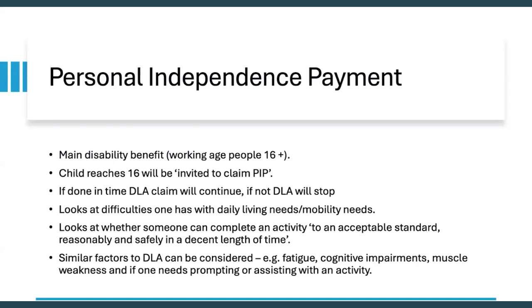It looks at the difficulties that one has with their daily living needs, which is similar to the care needs and mobility needs. It's looking at whether somebody can complete the activity to an acceptable standard, reasonably and safely, in a decent length of time. So any restrictions that may arise, that means there's a risk to someone's safety, or they need to be prompted, reminded, encouraged, need to take breaks. There are all factors that could be significant in getting a claim for PIP.